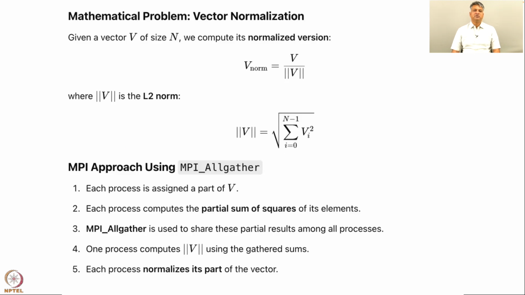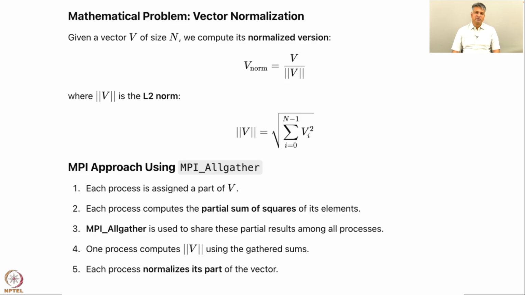The mathematical problem that we are going to look at is vector normalization. Let us say that you have a vector of size n and we need to compute its normalized version. V norm mathematically is defined as the vector v divided by the L2 norm of the same vector. Now, the L2 norm has to be computed as a global sum, and then each component of that vector needs to be divided by this global sum.